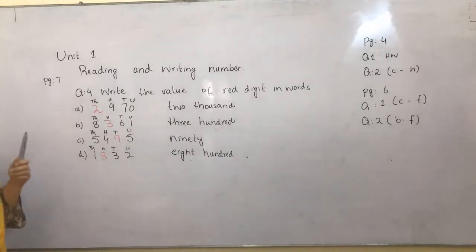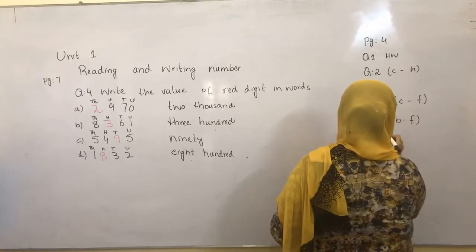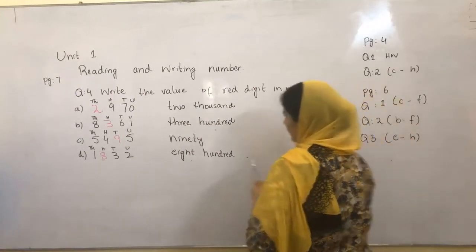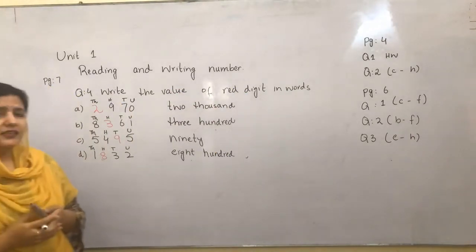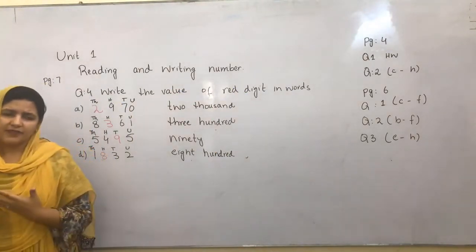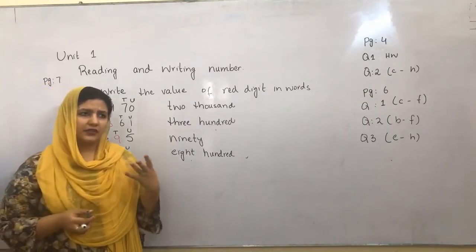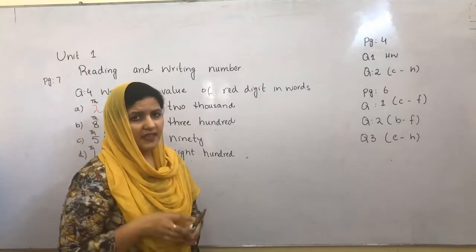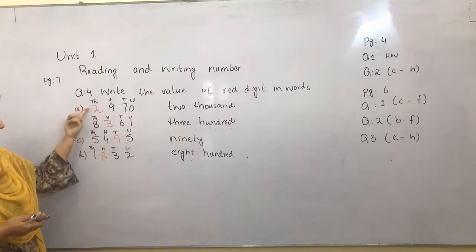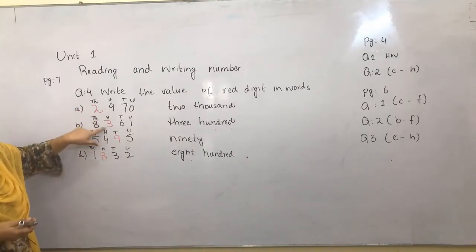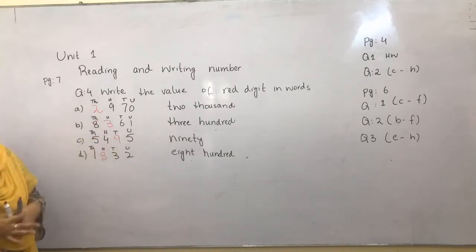The part E to H, question number 3, E to H is your homework. If you write the unit, 10, 100, 1000 above the value, this is very easy for you, okay, to find the place value. 3000, 2000, 300, 9 tens, 9 tens means 90, 800.